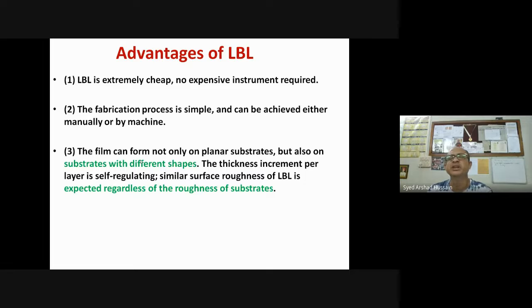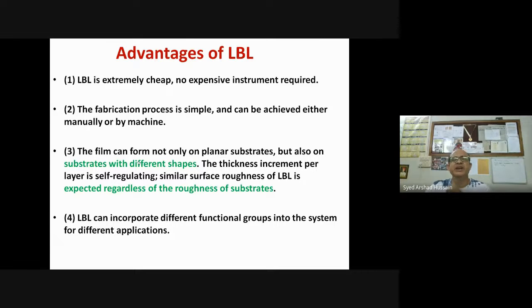And the thickness per layer is self-regulating. That means you don't need to do anything. It will automatically stop after interaction. When you dip a positively charged substrate in your negatively charged solution, initially interaction will start. Your negatively charged material will come into close contact with the positively charged surface, and a time will come when all the positive charges are connected with the negatively charged material. So there is no free positive charge, and interaction is over. This is self-regulatory, so the thickness is most of the time similar. This is very interesting.